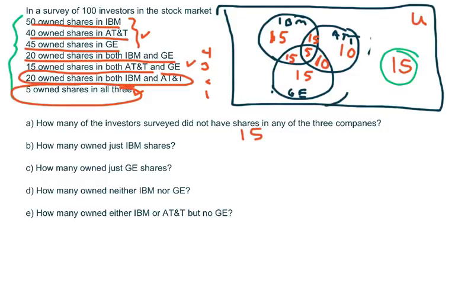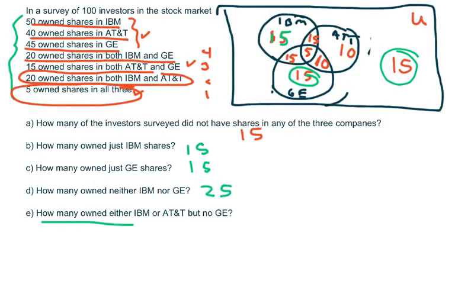How many own just IBM shares and not any other? That's going to be your 15 here. How many own just GE shares? And that will be 15 as well, which is here. How many own neither IBM nor GE? So that would leave only the AT&T part, which would be 10 plus the 15. So that would be 25.